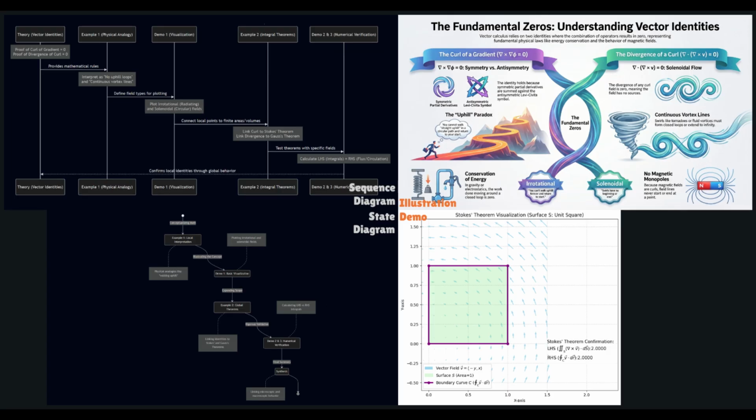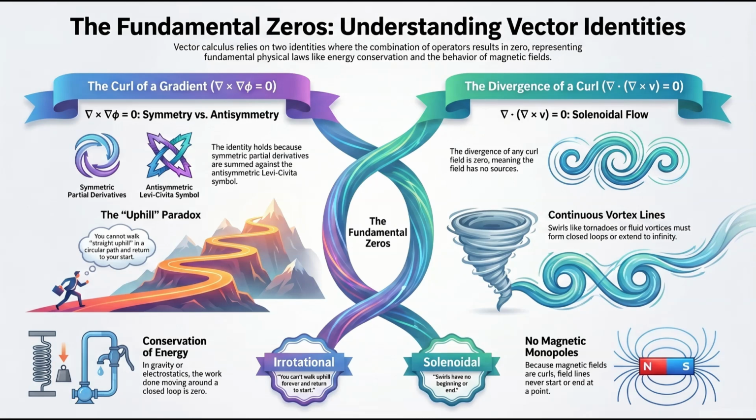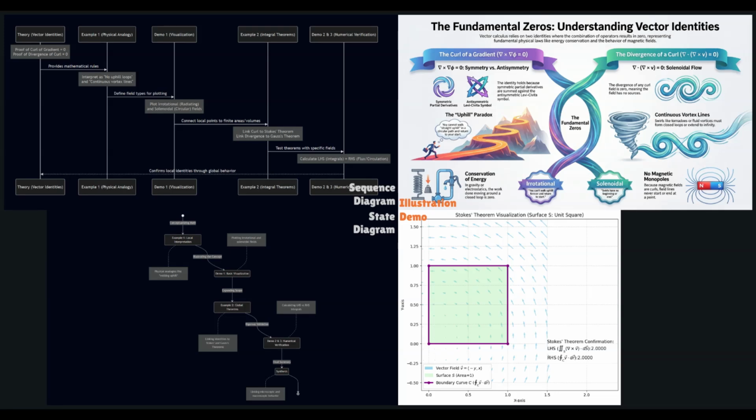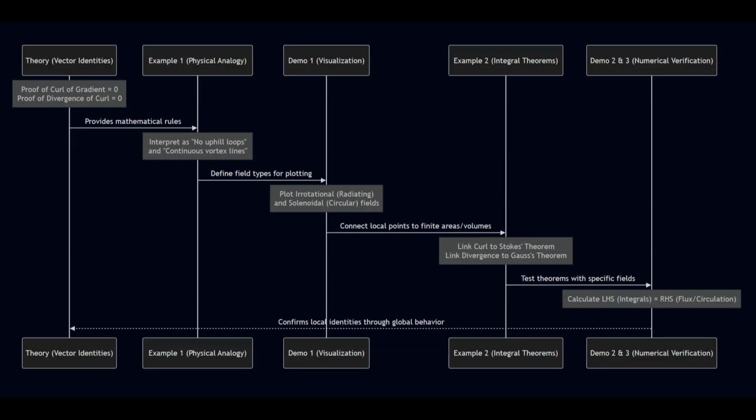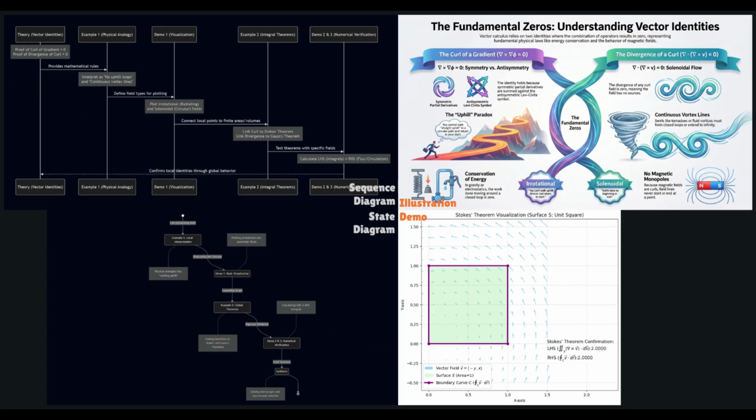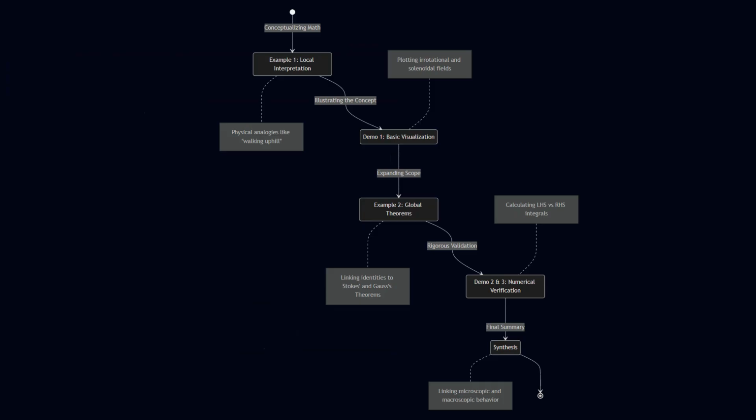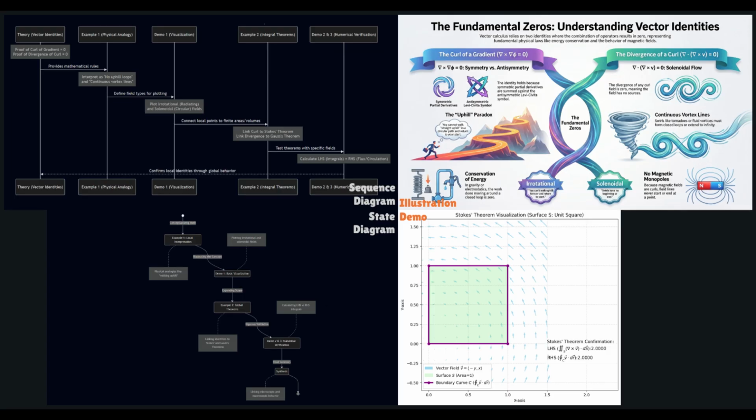Global expansion: the big picture. The progression then shifts from what is happening at a single point to what is happening across an entire area or volume. This is the big picture stage, where local properties are linked to global conservation laws. The rules from the derivation sheet are used to explain why the total work done in a closed loop must be zero, conservation of energy, and why magnetic field lines can never simply stop at a point, Gauss's law for magnetism.